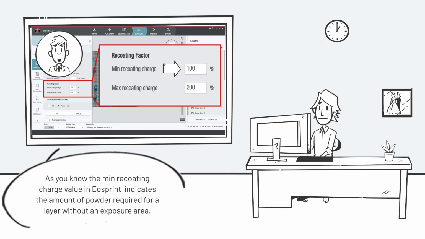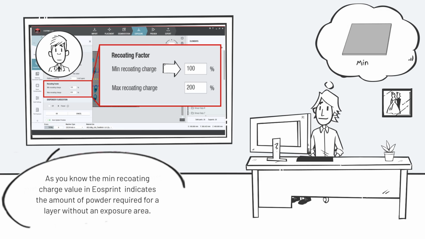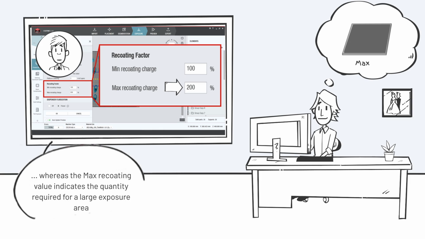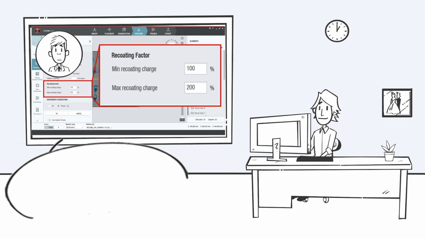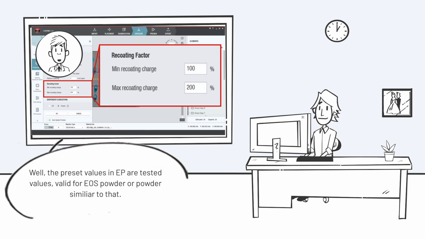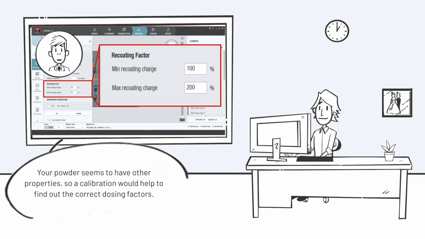As you know, the min recoating charge value in EOS Sprint indicates the amount of powder required for a layer without an exposure area, whereas the max recoating value indicates the quantity required for a large exposure area. So why do the preset values not work for me? Well, the preset values in EOS Sprint are tested values, valid for EOS powder or powder similar to that. Your powder seems to have other properties, so a calibration would help to find out the correct dosing factors.